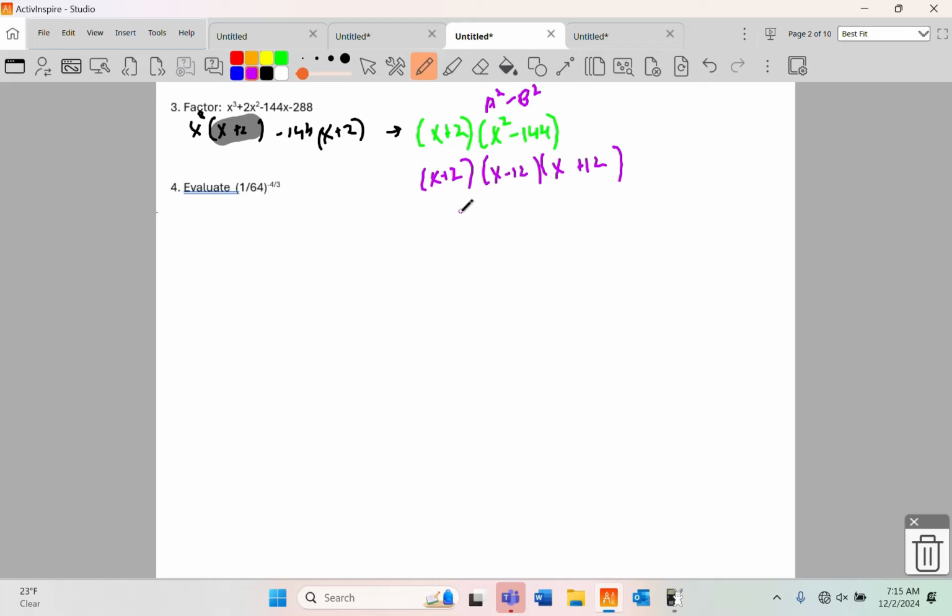Ta-da! All right, evaluate 1/64 to the negative 4/3. First thing that pops into my head is this x to the negative n rule. It's 1 over x to the n.